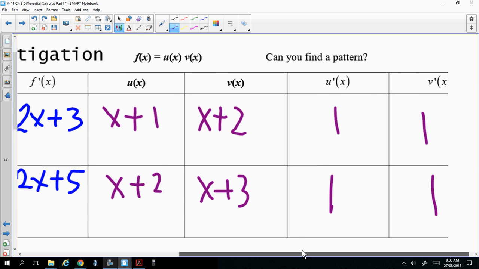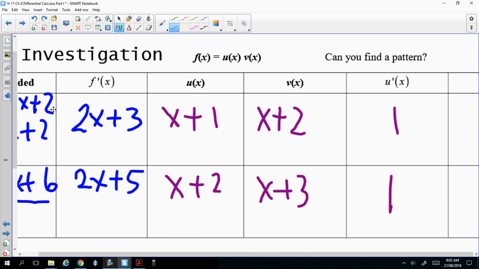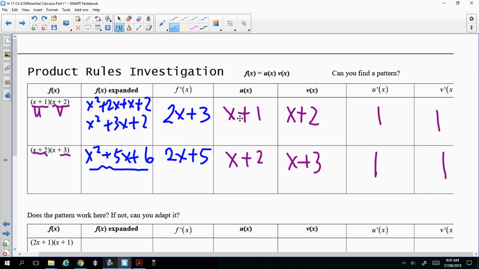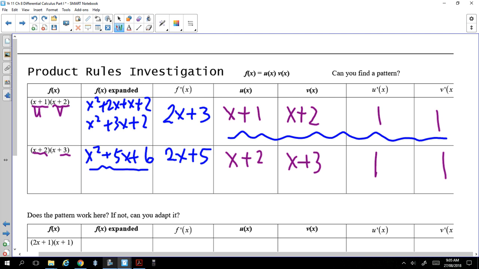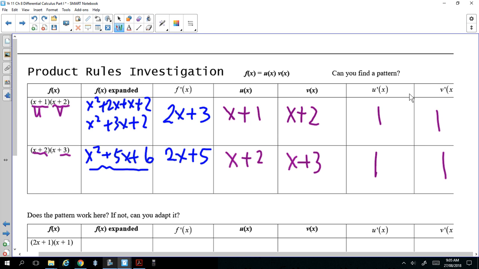Can you see any connection? Let's put it on the larger screen. Any connection between the derivative and these columns? What can you tell me? So how can this be generated from the u and the v, or the u dash or v dash? Multiply them? But multiplying them gives you this, not the derivative. Add them. Does it work? X plus x is 2x. 2 plus 1 is 3. Oh, it works. How about the second one?